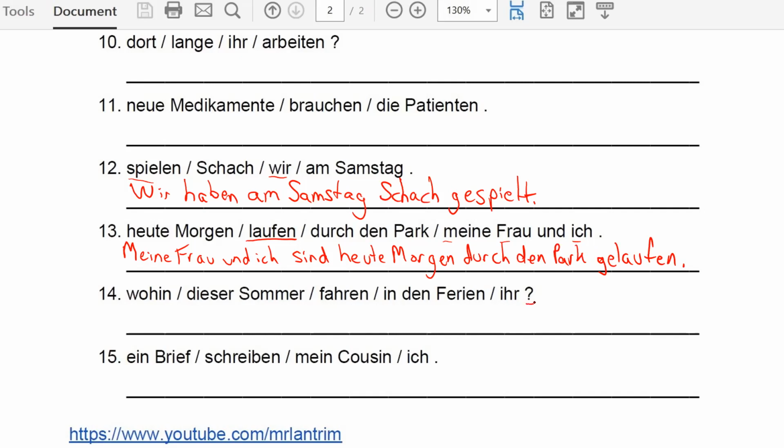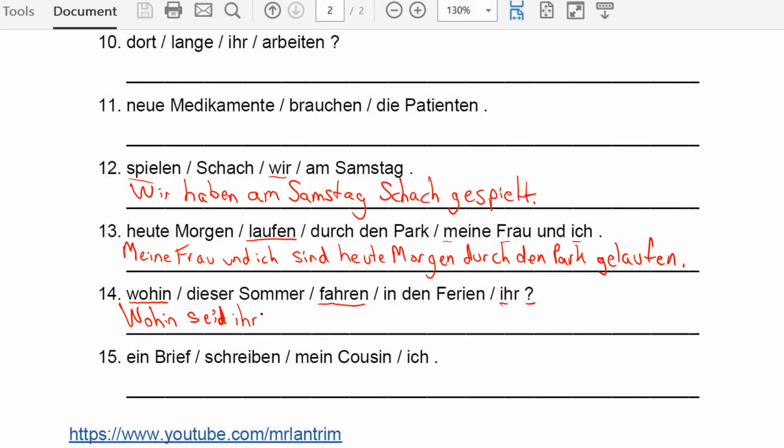Up next, we have a question mark again, which means that we have to start either with a question word or a conjugated verb. And our verb this time is fahren, which means to drive. Our question word this time is wohin, which goes first. To where, wohin. Our subject in this one is ihr, which means we need the ihr form of sein, that is. And so we would say seid. Ihr seid. Wohin seid ihr?